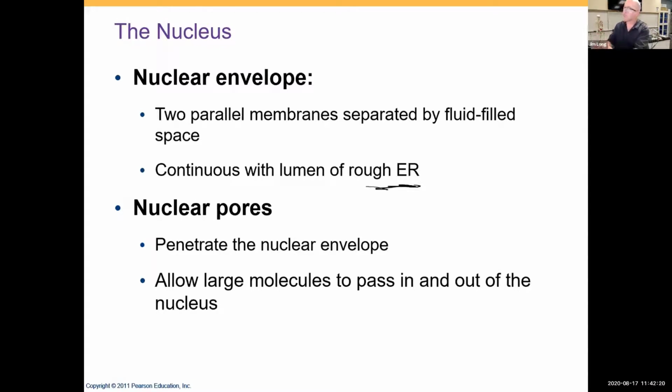The lumen in between the 2 phospholipid bilayers of the nuclear envelope is kind of the same and has the same functions as the lumen of the rough endoplasmic reticulum.